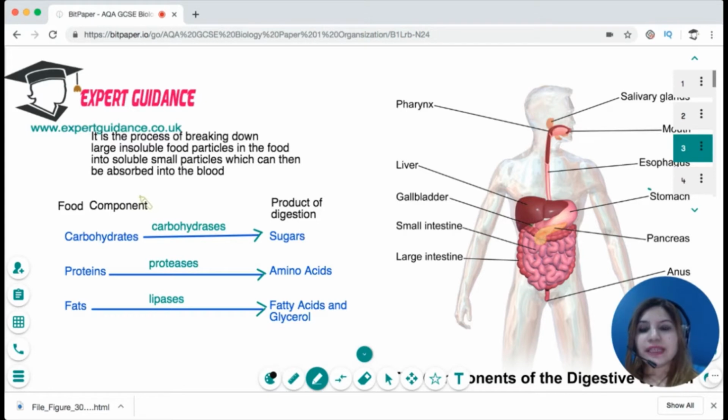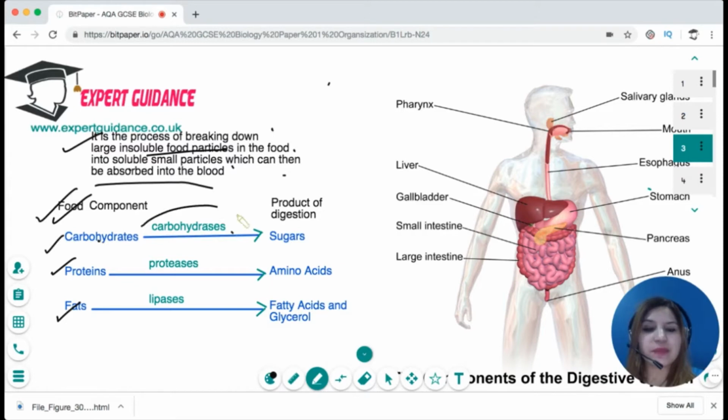Now, let us talk about digestion. What is digestion? Digestion is the process of breaking down large insoluble food particles into soluble smaller particles which can then be absorbed in the blood and used up. Now, what are the bigger components present in the food? These are carbohydrates, proteins, and fats. The carbohydrates get digested by special enzymes called carbohydrases into simple sugars. Proteins get digested by proteases into amino acids, and fats are digested by lipases into fatty acids and glycerol.